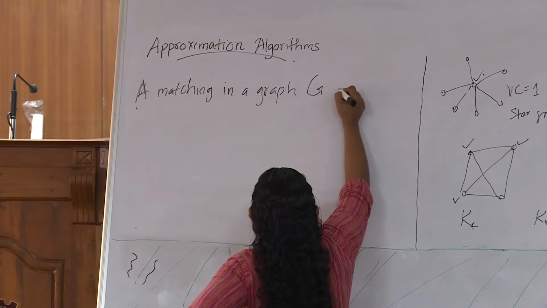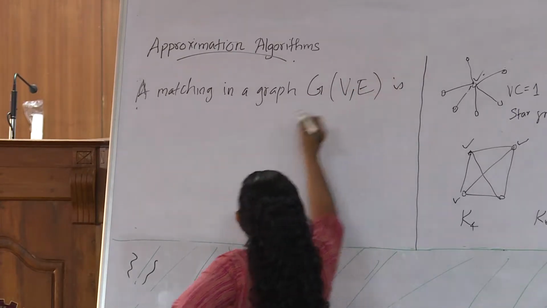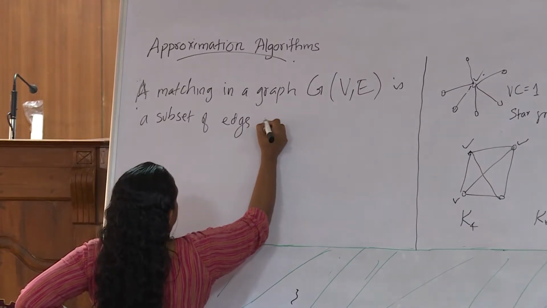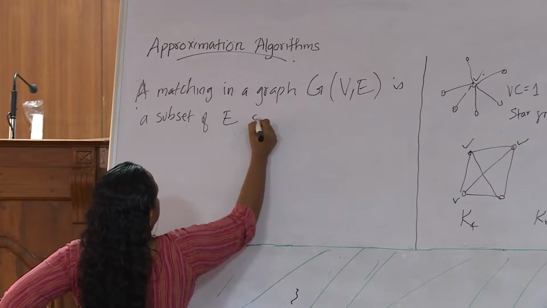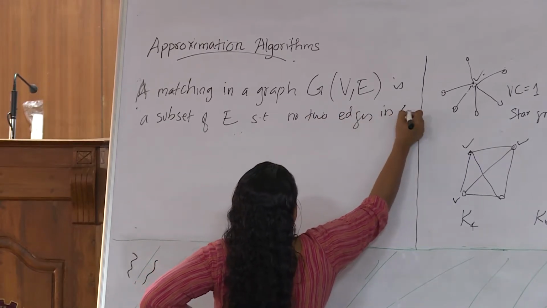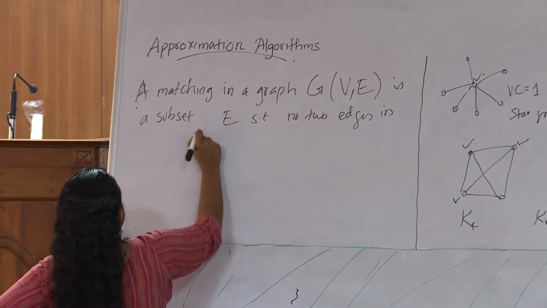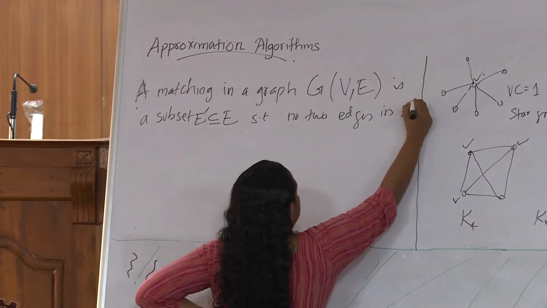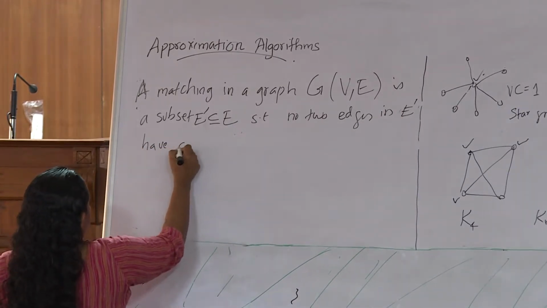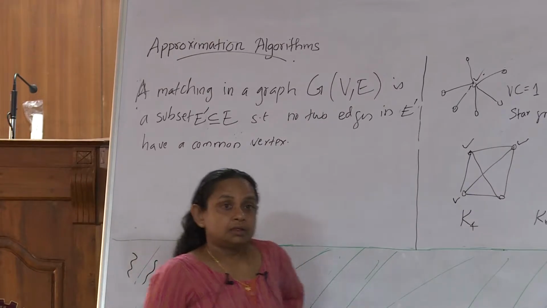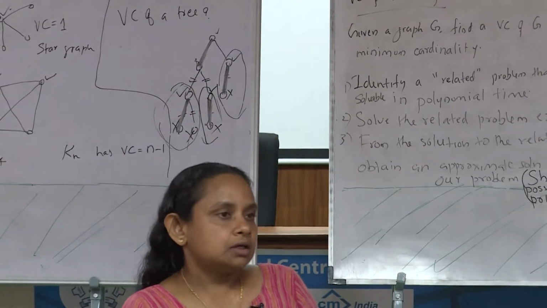A matching in a graph G is a subset of edges, subset of E, let me say E dash of E, such that no two edges in E dash have a common endpoint, common vertex. Okay, such a collection of edges is called a matching. They are independent edges.